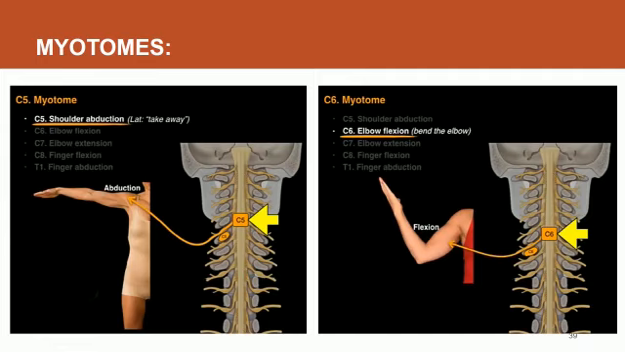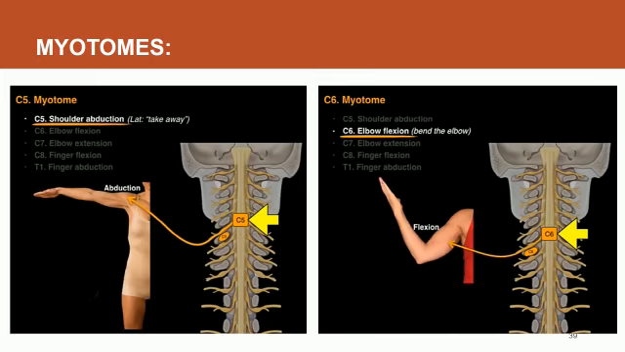C5 myotome, which is shoulder abduction. Abduction in Latin means take away. It means the movement of a limb away from the midline of the body. We have a motor neuron which goes out from C5 vertebra and is responsible for shoulder abduction, or abduction of the glenohumeral joint or shoulder joint.